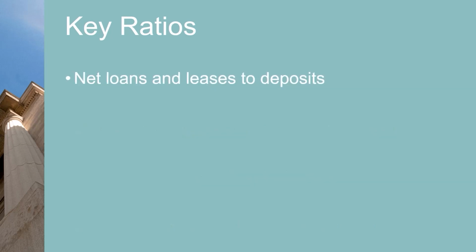Net loans and leases to deposits. A high ratio means that the bank has invested a large portion of its deposits into loans. Loans are hard for a bank to liquidate if lots of deposits ask for their money at once. This can cause a bank failure.